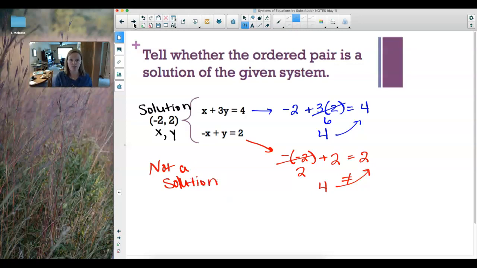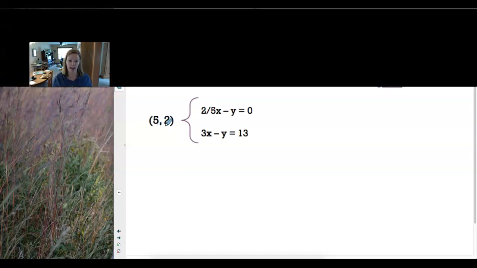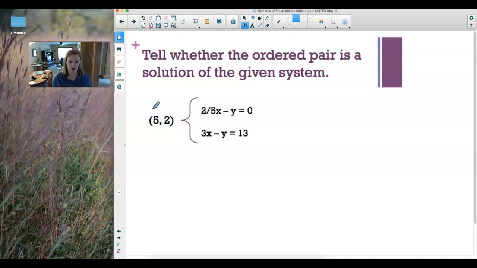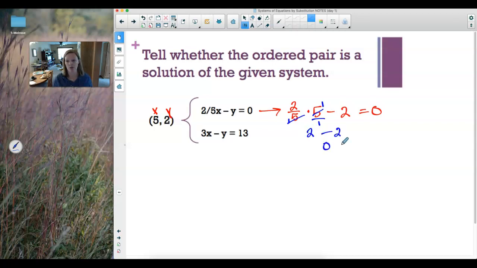Let's try another one. This time we have 5, 2. Remember, 5 is our x and 2 is our y, and we're going to substitute into the first equation first. So we have 2/5 times 5 minus 2 should equal 0. Well, 2/5 times 5, this would be 5/1. We're multiplying fractions, so we can cancel diagonally. So really that's just 2 minus 2, which is 0. So it works in the first equation.